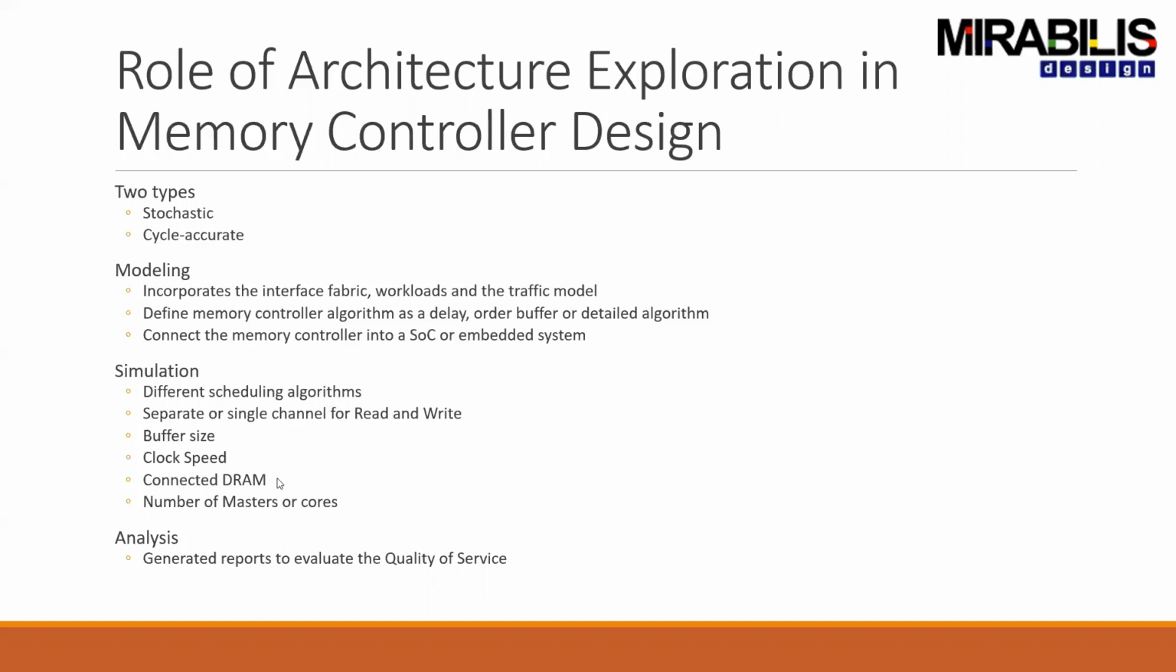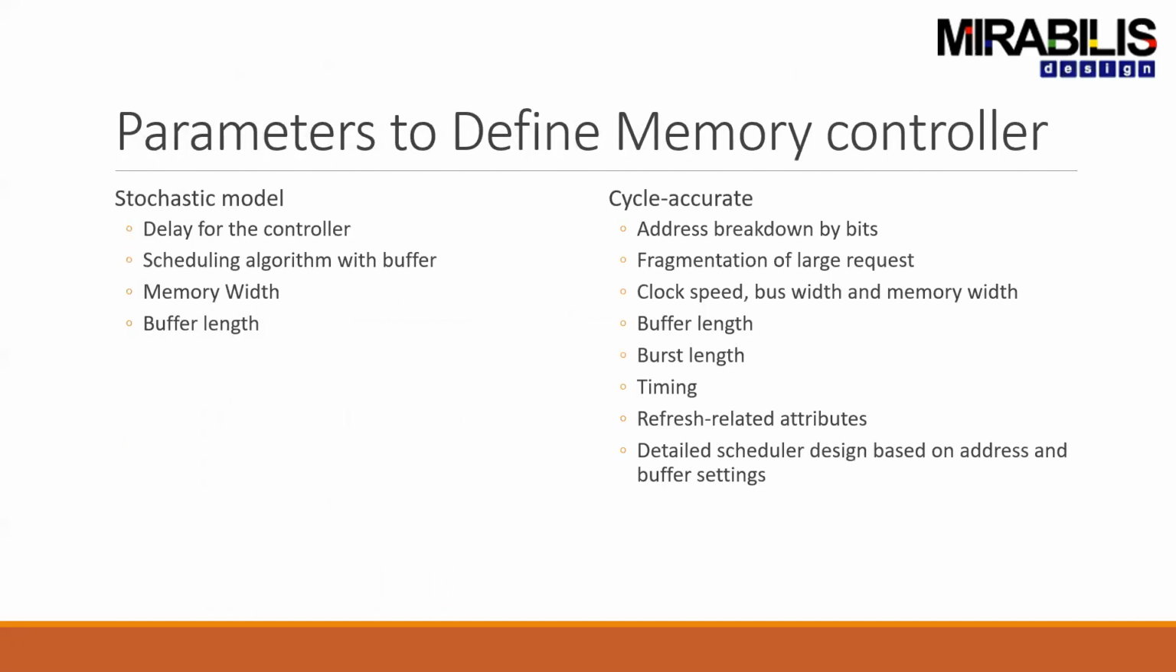As I mentioned, there are a variety of variations. You can change the scheduling algorithm, you can use single or dual channel, different buffer sizes, clock speeds, the number of DRAMs connected, like DDR5 has 2 channels. So you have those kinds of attributes to take advantage of, and of course the number of masters. So it's really about generating all those reports and then, based on that, evaluating the quality of service.